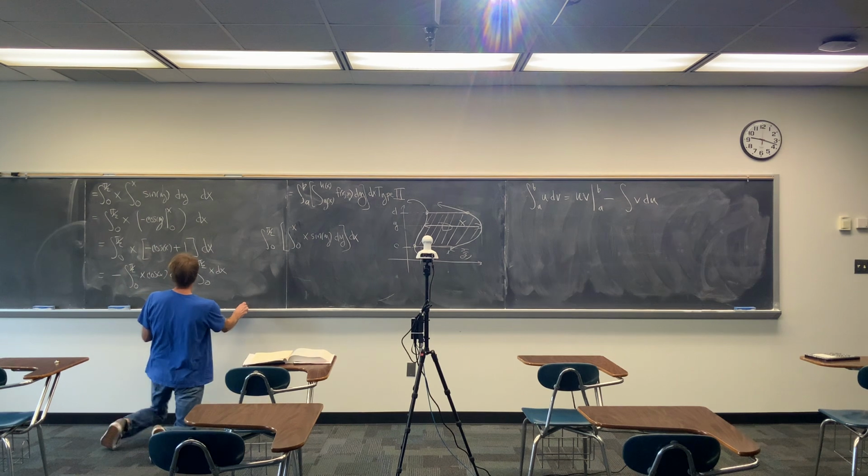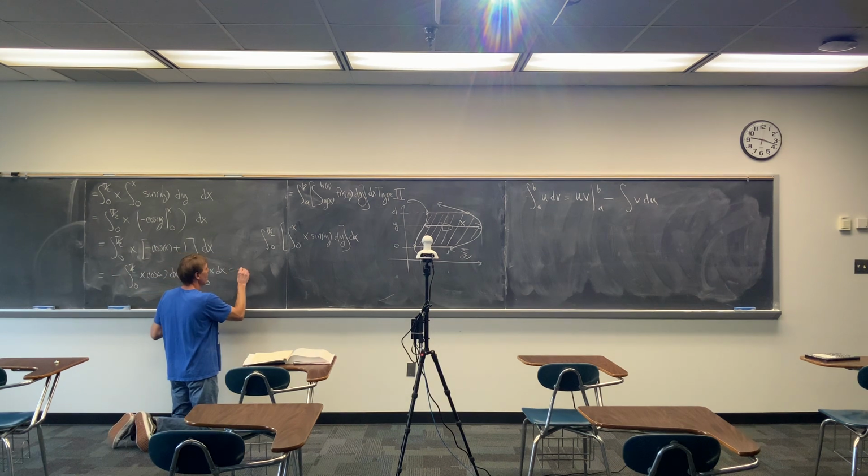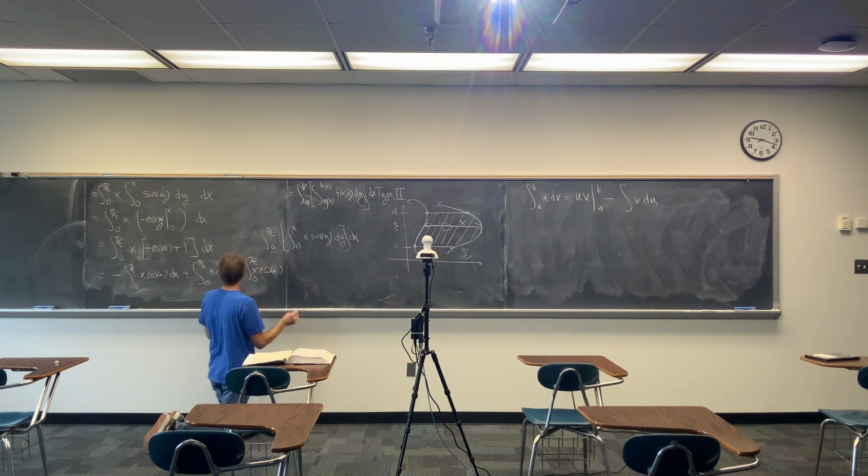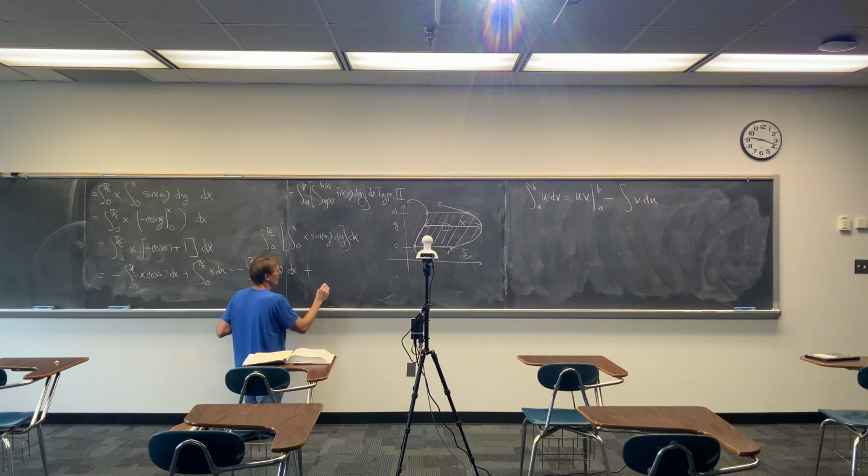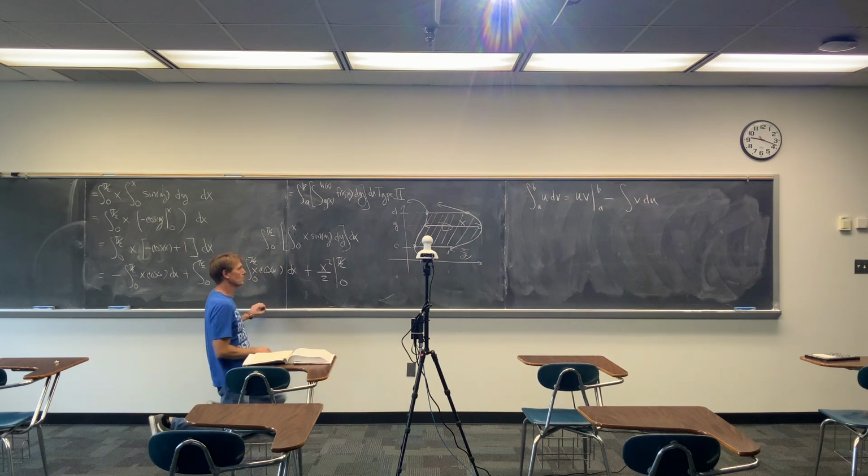So if you're looking here, this is equal to minus the integral of x cosine of x, from 0 to pi over 2. And then I've got the second integral that we've just done. Michael's done it for us: x squared over 2, evaluated between 0 and pi over 2.